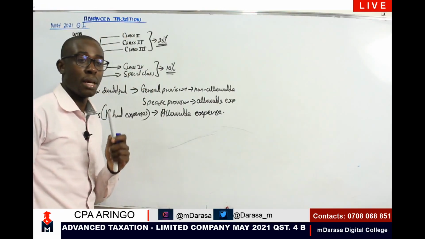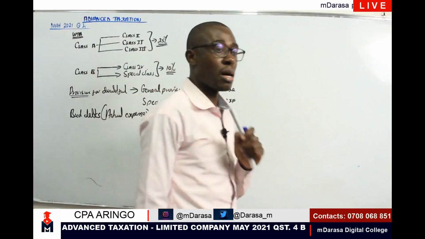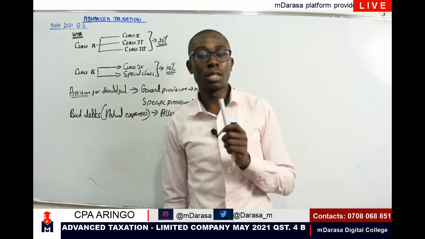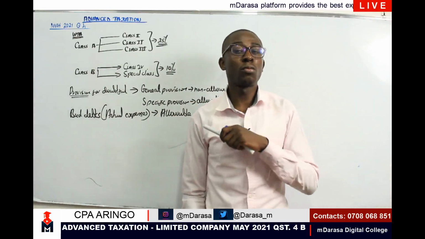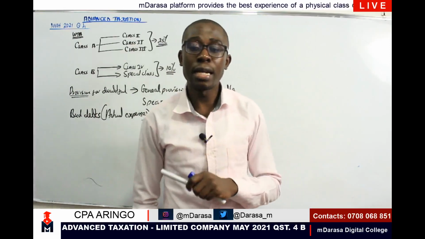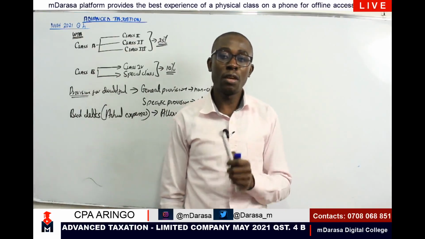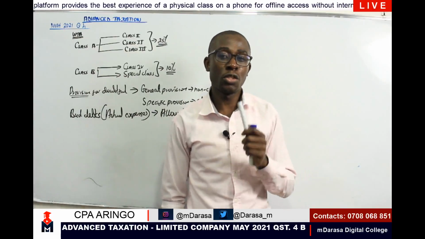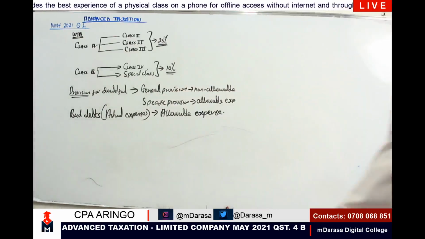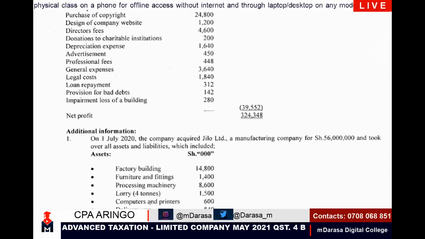So this is one main concept again that you must always tend to have at the back of your mind. Don't confuse the bad debts that have already been written off and provisions. And by the way, anything provision in tax, anything provision will always be taken as what? As non-allowable expense, unless it is provision for specific doubtful debts. That's the only provision that will be taken as allowable expense. So after we've explained that one, let us proceed. In this case, you are given general expenses, provision for bad debts, we've looked at it. Impairment, loss of a building. Impairment will always be taken as non-allowable expense.